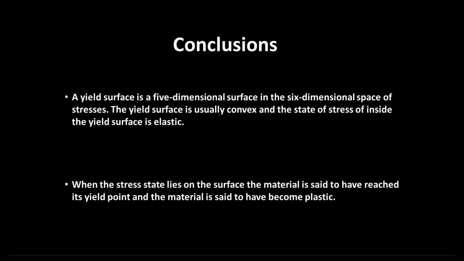In conclusion, what did we learn? A yield surface is a five-dimensional surface in the six-dimensional space of stresses. The yield surface is usually convex, and the state of stress inside the yield surface is elastic. When the stress state lies on the surface, the material is said to have reached its yield point, and the material is said to have become plastic.